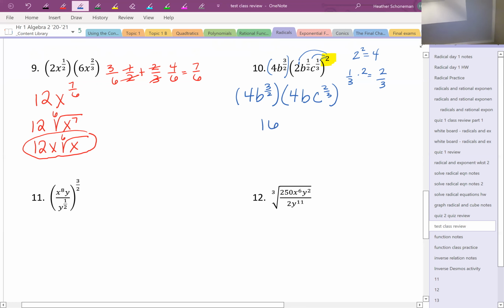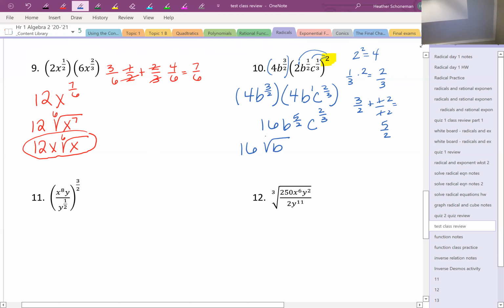With the b's, I have to add the exponents. So I have 3/2. This one has an invisible exponent of 1. So I need common denominators, which would be 2. So I get 5/2. So I have b to the 5/2. There's nothing to combine with the c's, so I have c to the 2/3. Now, anything that's a fractional exponent, I need to rewrite. So now I have 16.